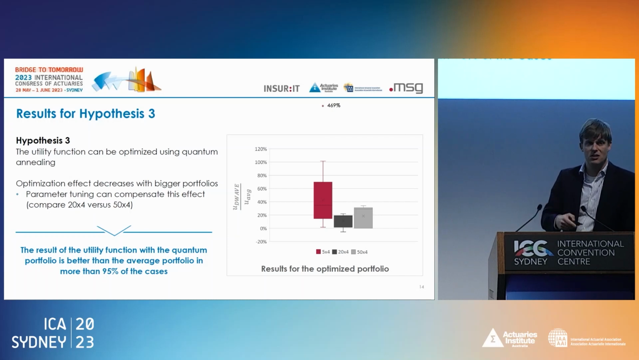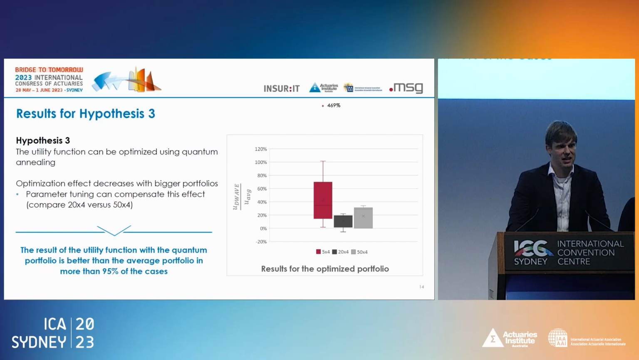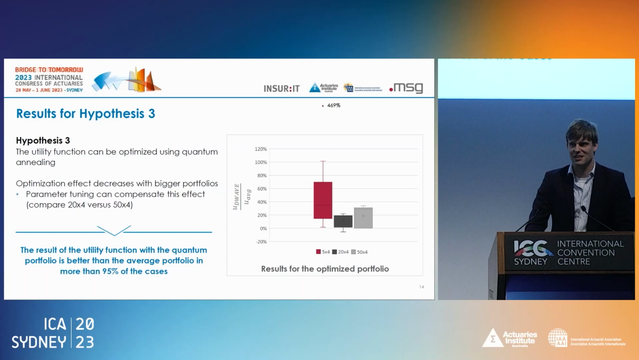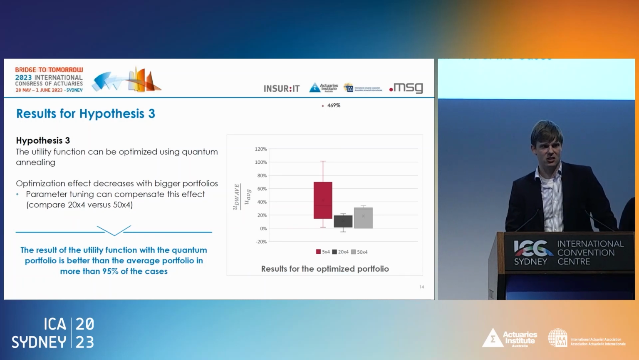So we got a decrease for the 20 risks with 4 variants. So we had the option to do some parameter tuning and got better results with 50 contracts and 4 variants. You see, why didn't we calculate the 20 risks again? Well, it has something to do with the time we had on our D-Wave systems. But what do we see with 50 contracts and 4 risks? We had an average 18% better results in the utility function. So there is a significant optimization compared to the non-optimized results.